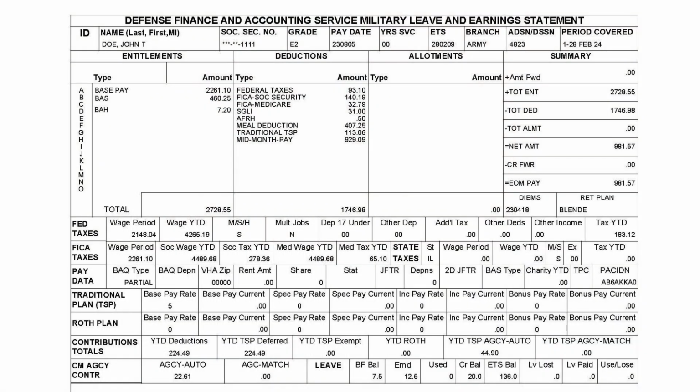Hi, my name is Kala. I'm a financial counselor here on Fort Drum with a financial readiness program. I'm here to go over your LES and how to read it.